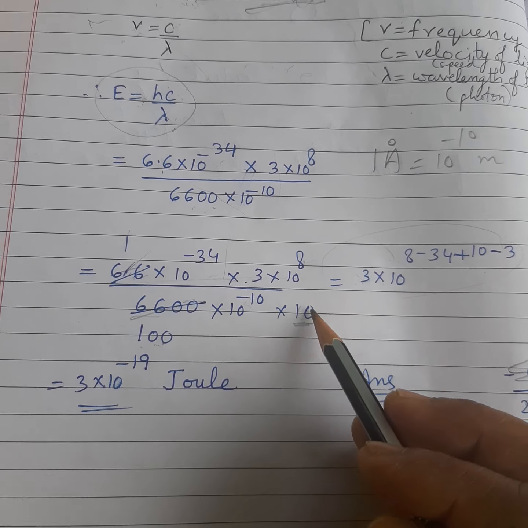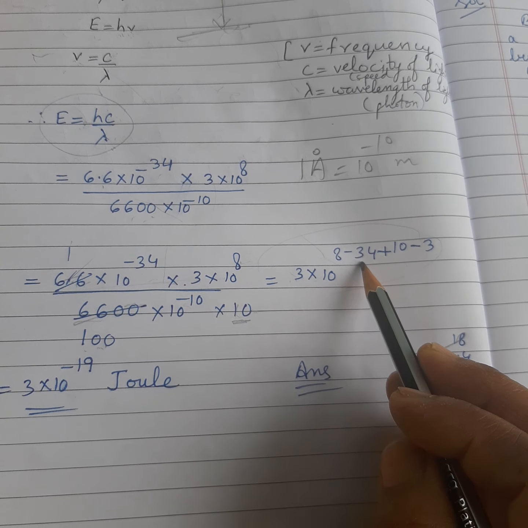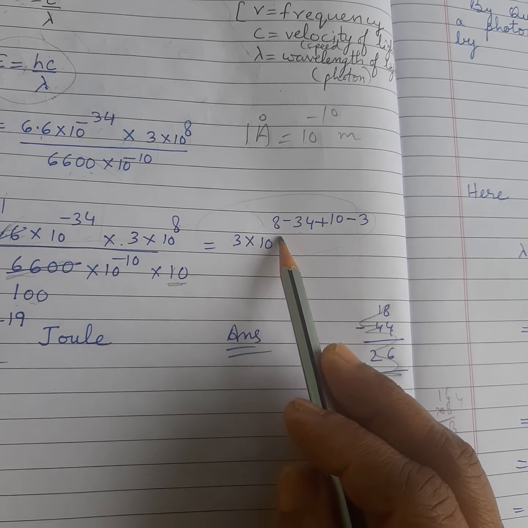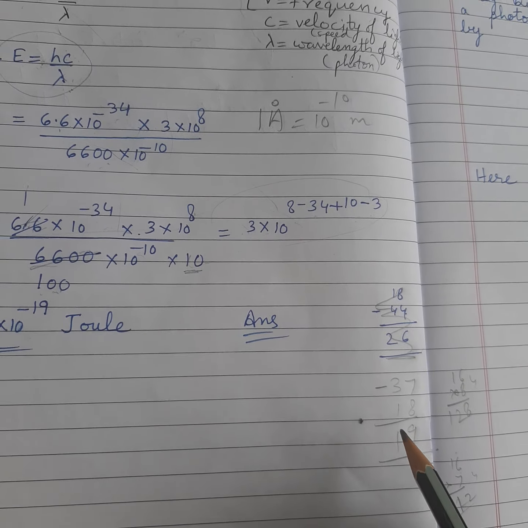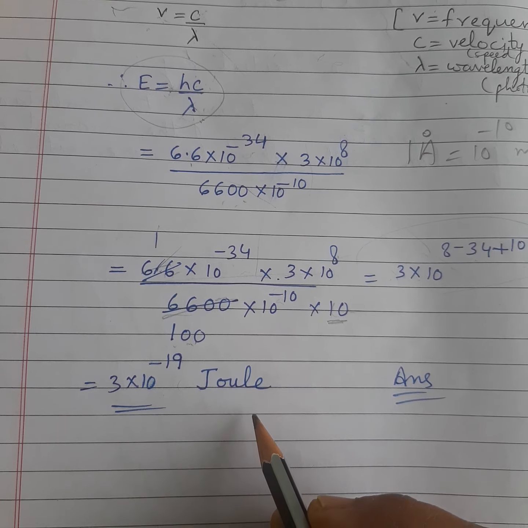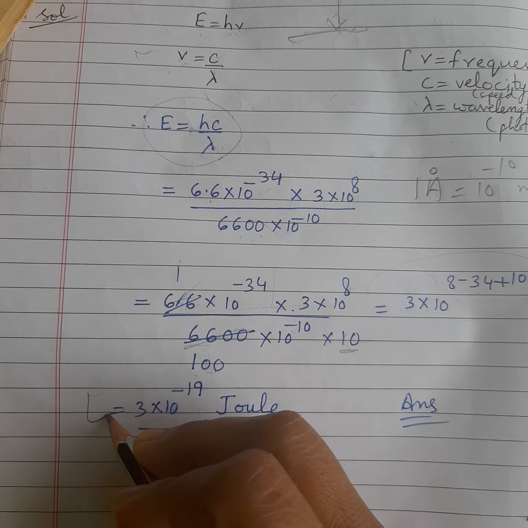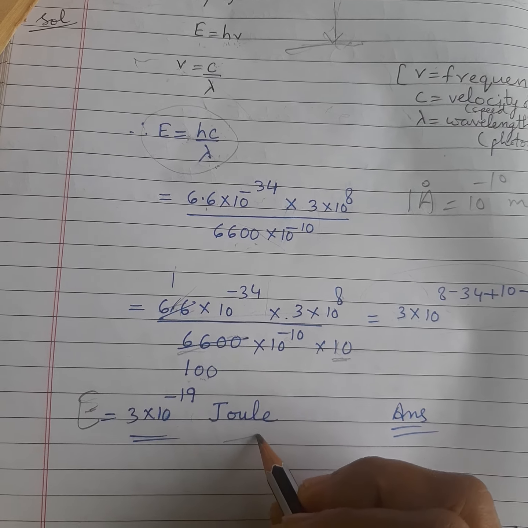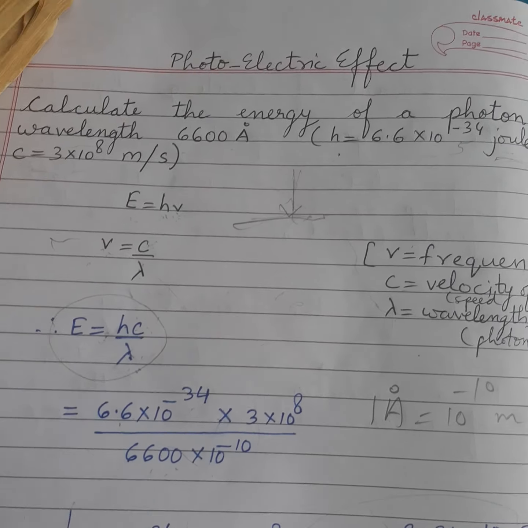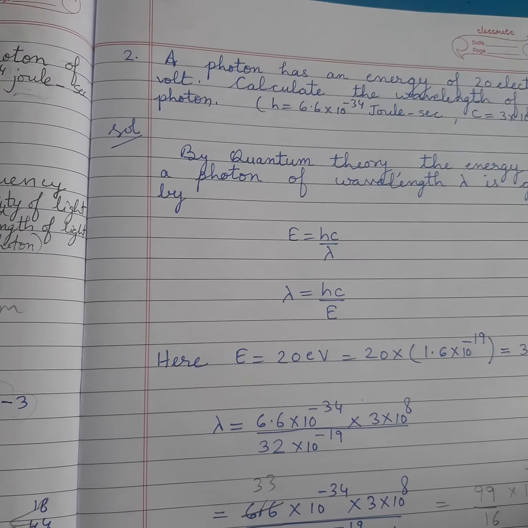So how will you calculate? 3 into 10 power minus 34 plus 8 is minus 26, and plus 10, it becomes minus 16, and the 10 power minus 3 gives minus 19. So 3 into 10 power minus 19 joule. So this is your answer, and you know that energy E has the unit joule. So you can simply write the value if you know that joule is the unit of energy.